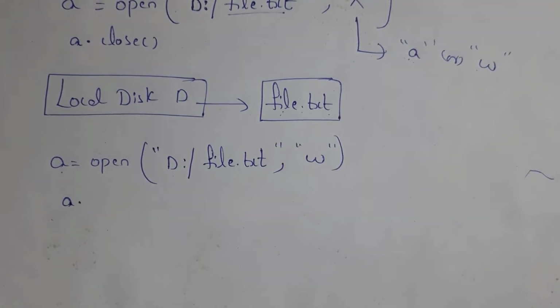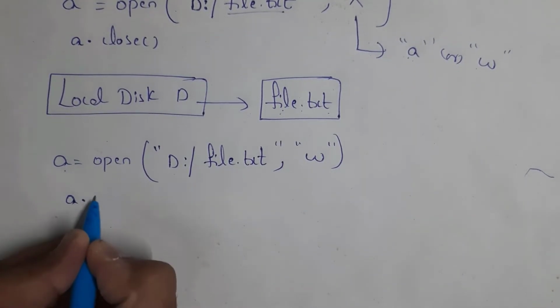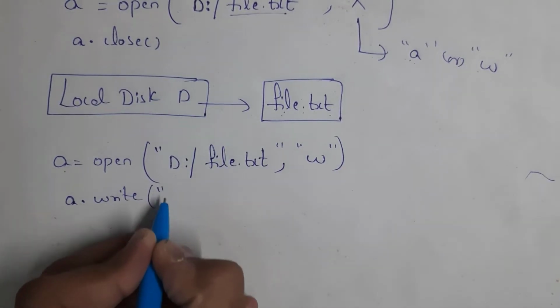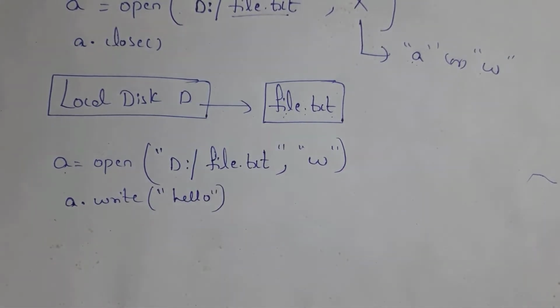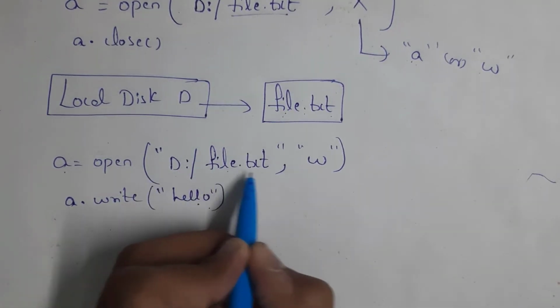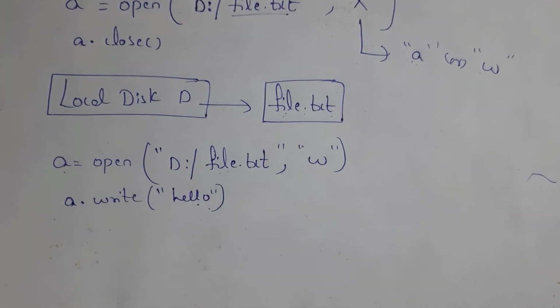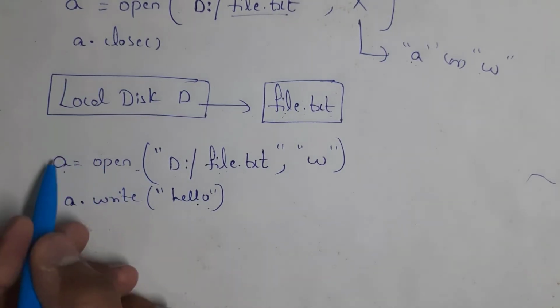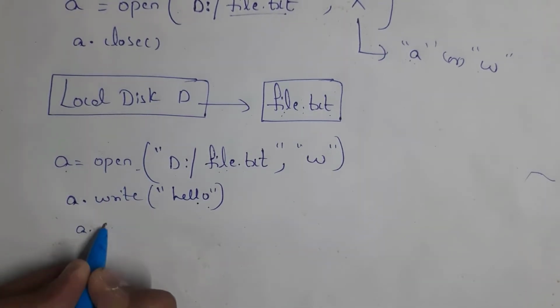So I open this file in write mode. My file is present in object a, so just write here a.write. By using write method, we can add text into our file. So inside write method, write text, that is hello. Whenever you run this line of code, it will add text hello into your file file.txt which is present in local disk D. After performing this operation, at last we need to close our file. We can close our file by using close method, and my file is present in object a, so just write here a.close.